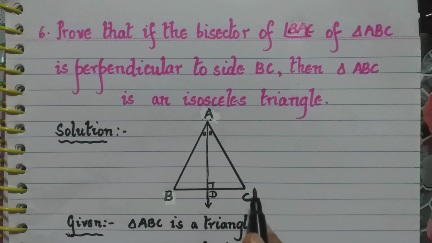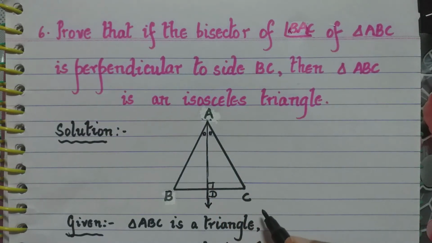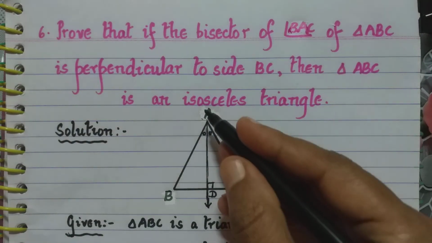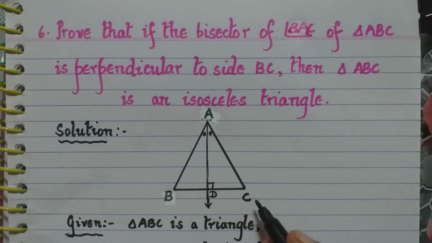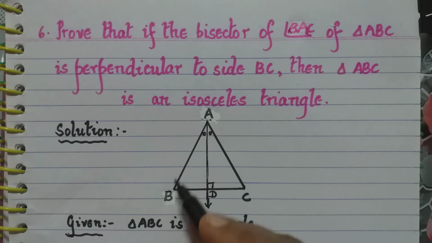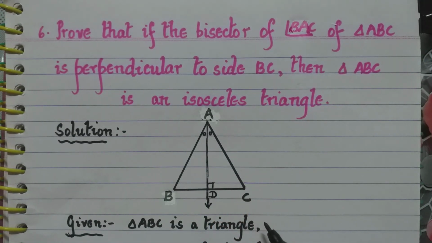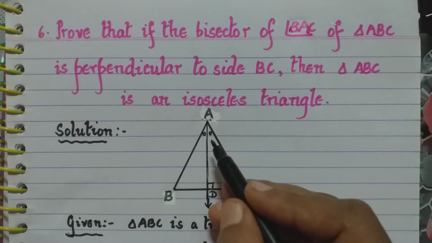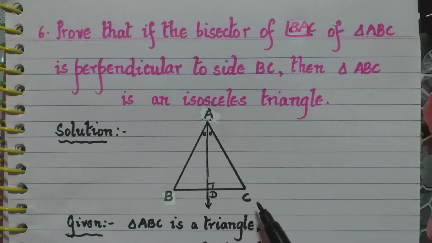So, we have a triangle ABC here. There is this angle BAC. AD is the bisector of this angle BAC, means AD is dividing this angle BAC into two equal angles. That is, angle BAD is equal to angle DAC. You see, with these small rounds it is denoted because they are equal to each other.